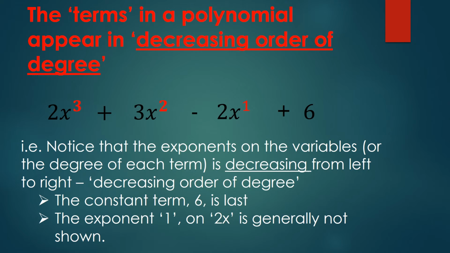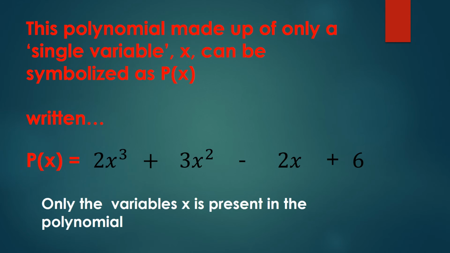So in other words, the terms in a polynomial occur in decreasing order of degree, from the largest on the left down to the smallest on the right. The constant term, of course, is last, where there is no degree. And as I said before, the exponent 1 on 2x is generally not shown. That 1 is generally not shown.